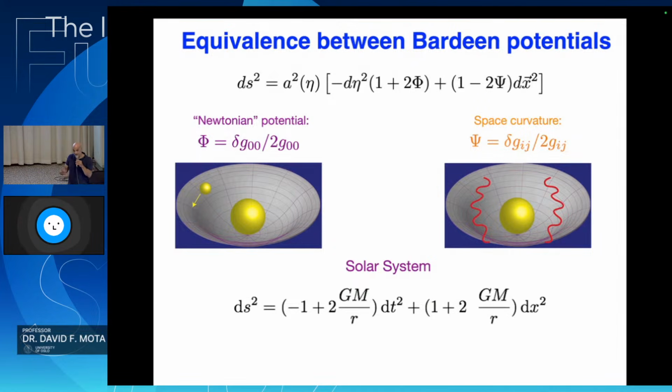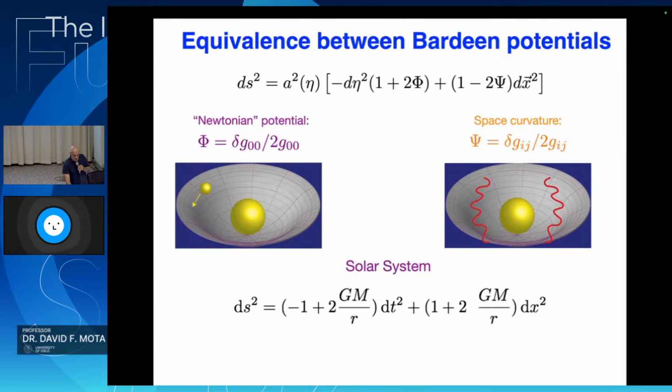Now in our solar system, when you calculate in general relativity what the metric should be, basically we have the weak field approximation. So we just have the mass of the sun over the density over R, and that's the same for both phi and psi, because in general relativity they are just the same.